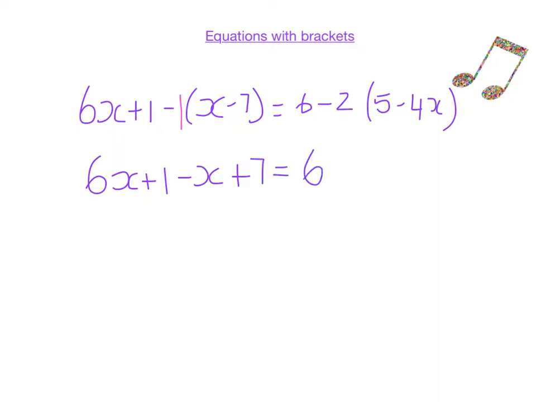6 is nothing to do with the brackets. Negative 2 times 5 minus 10. Negative 2 times negative 4x is plus 8x. Now I'm going to gather together the like terms on each side.